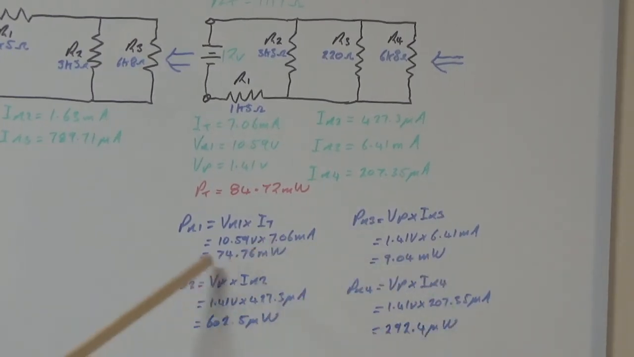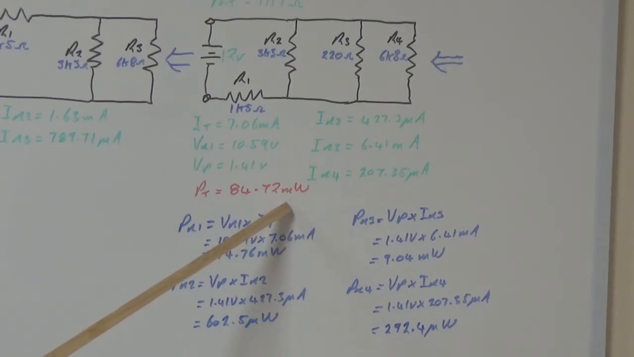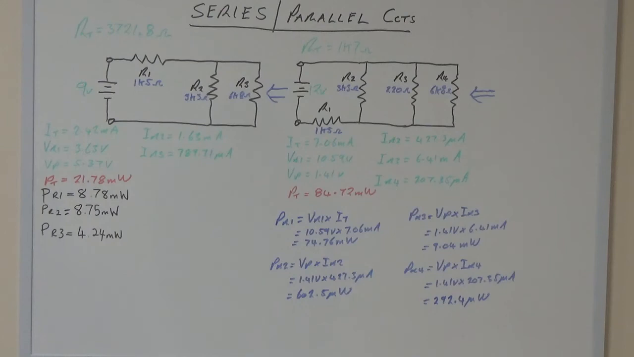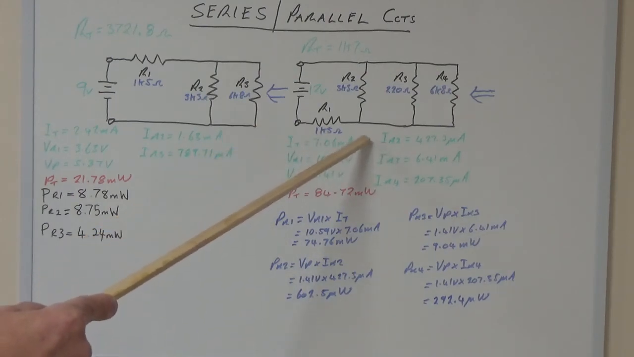And if you add those 4 power values up, you'll find that they come very close to 84.72 milliwatts of power. There are rounding errors in here, as you can imagine, from rounding to 1 or 2 decimal places. It gives us all the information that we need to know, especially with the right selection of the resistor values that we may have to use, whether they're quarter watt, half watt, or whatever. And the same for this circuit here.